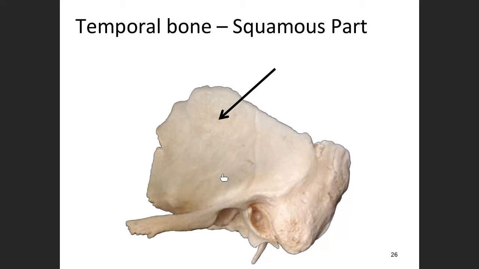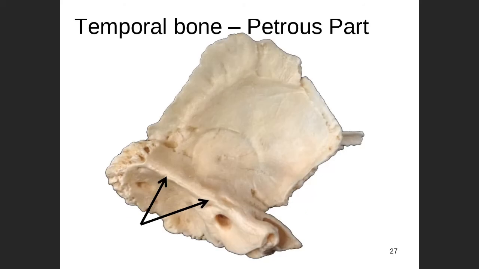Now what I'm going to show you is we're going to take the bone, flip it over, and look at it from the inside. Where those arrows are pointing, that ridge-like structure, that's called the petrous part. You could also call it the petrous portion. That's the petrous part of the temporal bone. Essentially, your ear canal runs inside of that structure.